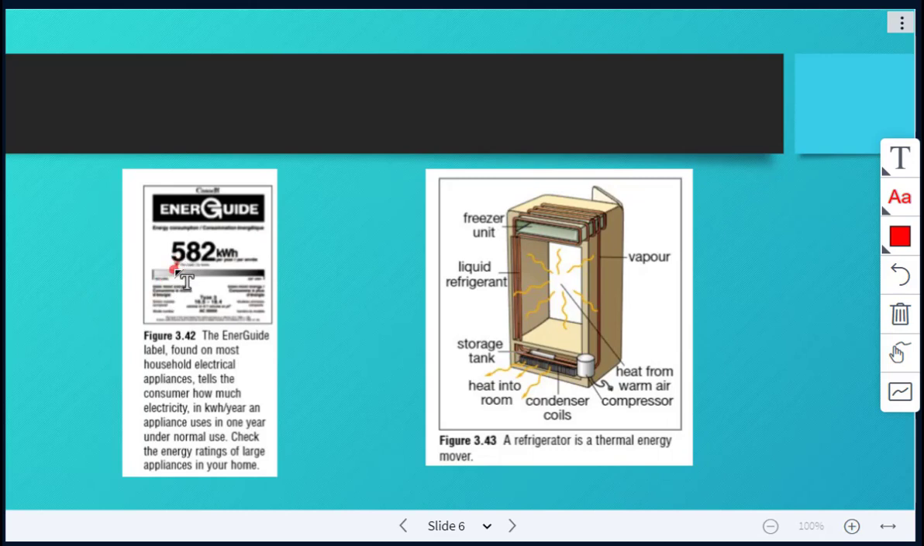And this red arrow is showing more to the left-hand side. If you move more to the right-hand side, it's less energy efficient. So more to the left-hand side, it is more energy efficient.